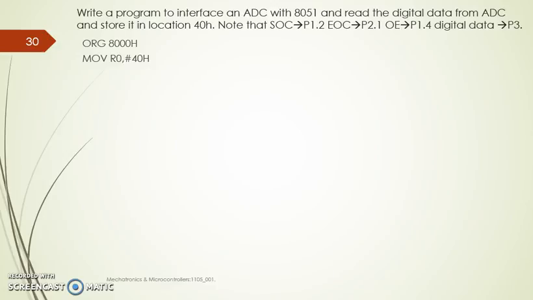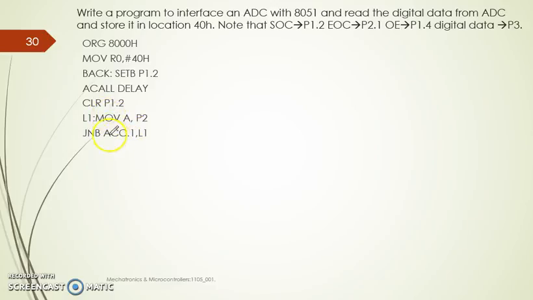First, let us organize the code at 8000H. Let us load the internal memory address to R0. We will assume that the analog input is given and we have to give the SOC pulse. Therefore, SETB P1.2, call delay and CLR P1.2. Once the pulse is given, we have to monitor the EOC signal. So move A comma P2, JNB ACC.1, L1.